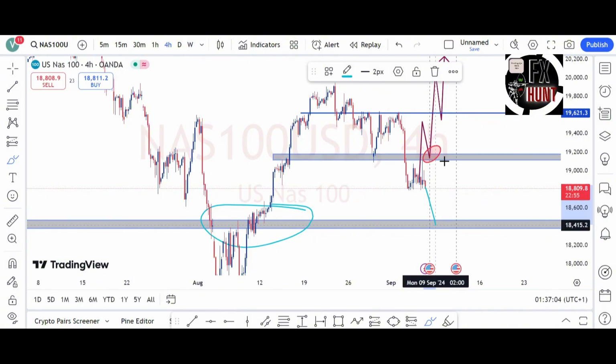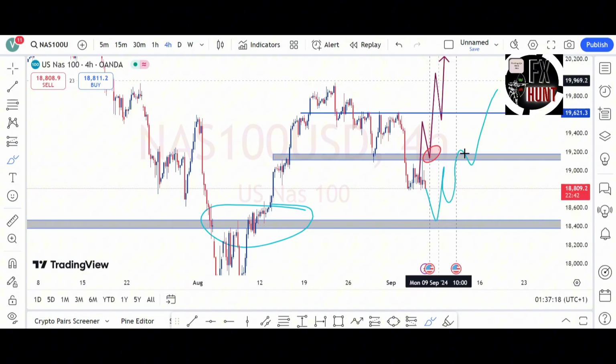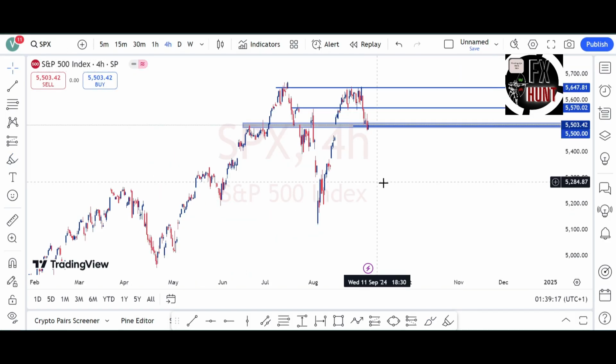So we are still looking to buy Nasdaq. We are still looking to buy Nasdaq heavily, because overall on the higher time frame, we can clearly see that this move that is going on here is a correction. All this move here is a correction. So we are waiting for the impulsive move. We are looking to partake and be part of the impulsive move upward. Nothing else. Now, back to S&P 500.